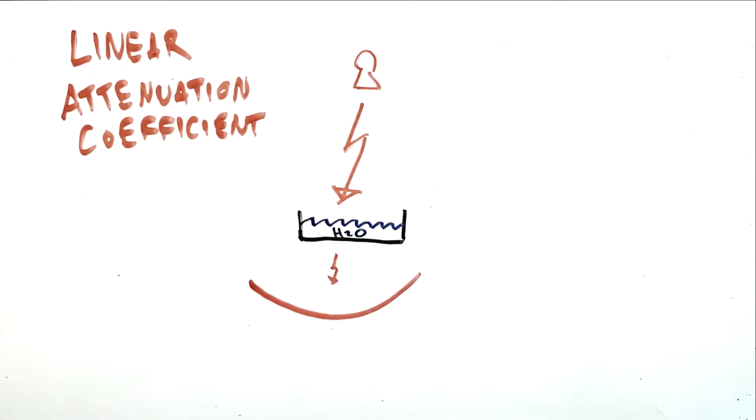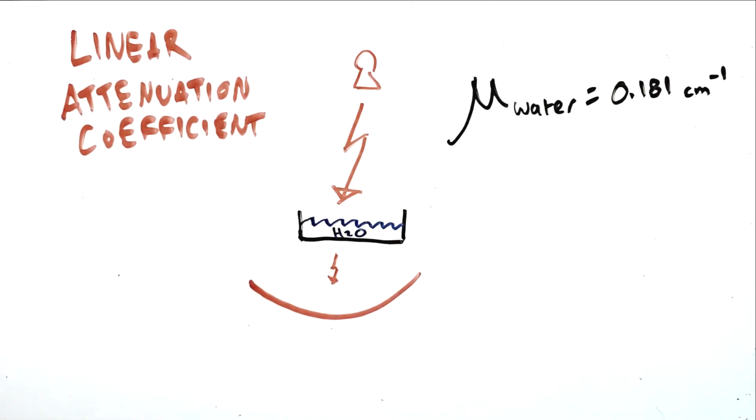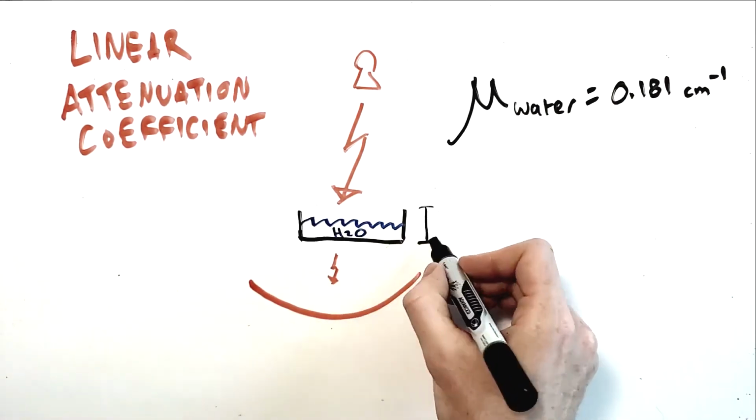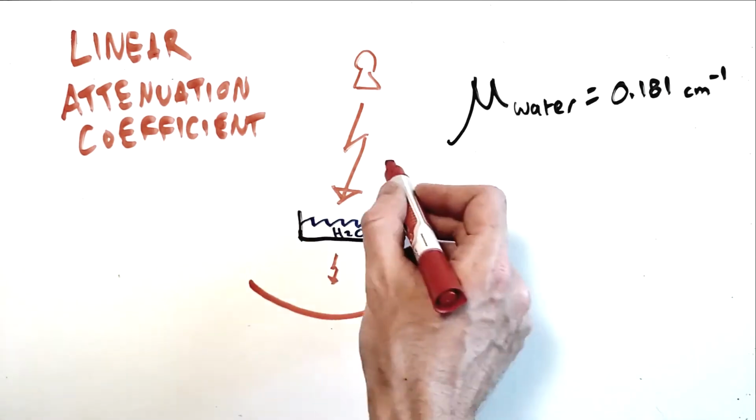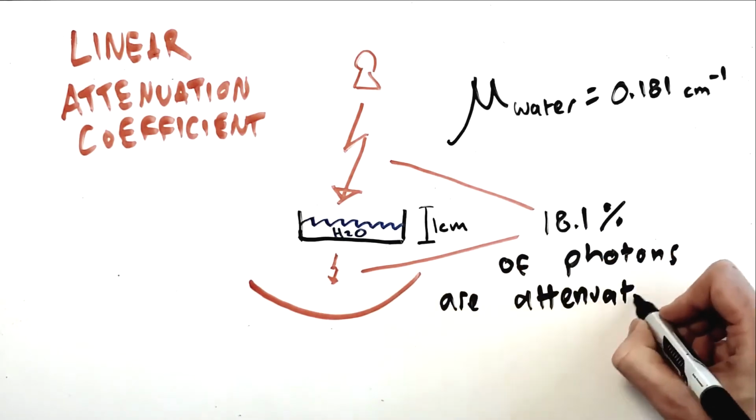For example, the linear attenuation coefficient of water, denoted as mu water, is equal to 0.181 per centimeter. This means that 18.1% of photons from a diagnostic X-ray beam passing through 1 centimeter of water will be absorbed.